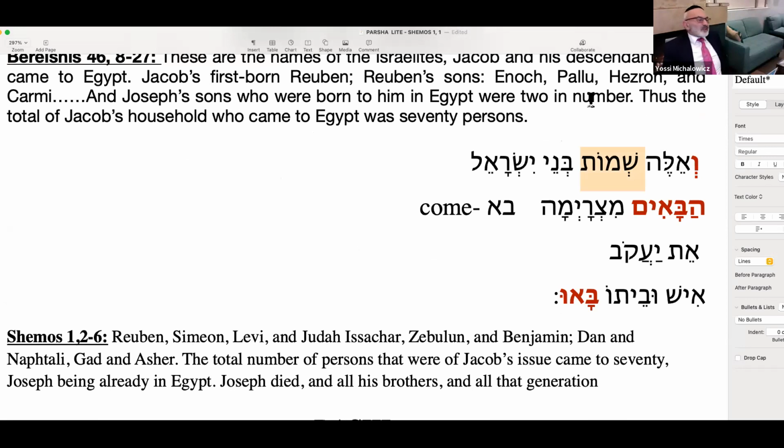Shemos. What's the problem with that word? It doesn't name anybody. No, it does right afterwards: Reuven, Shimon, Levi, all these guys. Yeah, the 70 people who came in, right? The kids of Yaakov. How about if I did this?